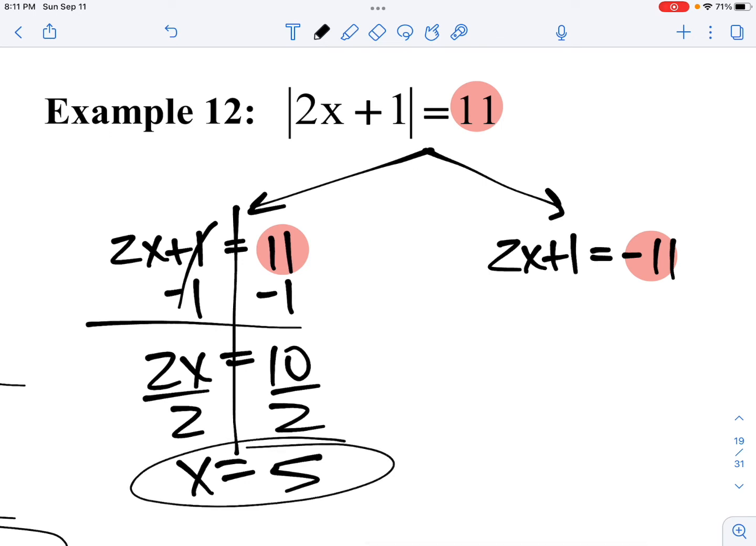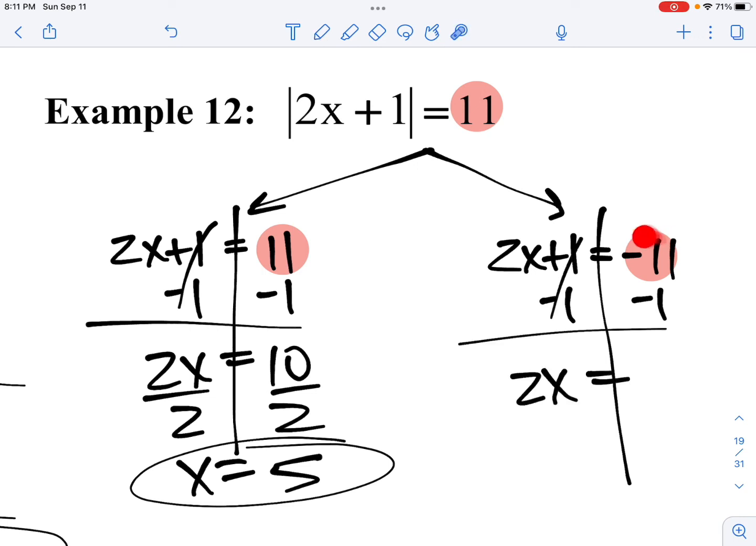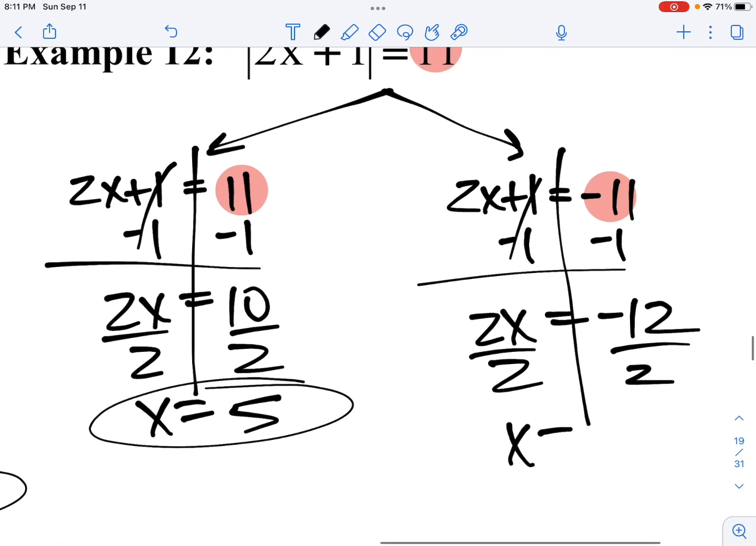I'm going to do the same thing over here. I'm going to start by subtracting 1. Get 2x equals, when I do negative 11 minus 1, double check your calculator. Be very careful. You get negative 12. Divide by 2 everywhere. X equals negative 6. Those are my two answers.